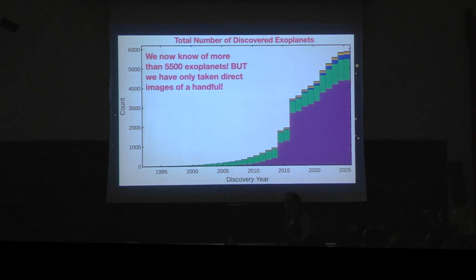We're not going to look at a ton of plots in this talk, but this is one of them, and we'll look at maybe one more. This is just showing you the total number of discovered exoplanets as a function of time.